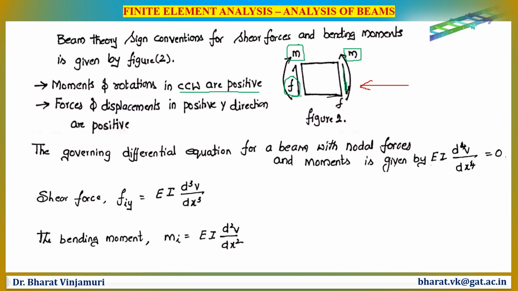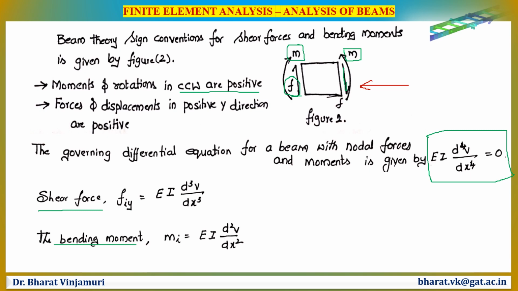So according to Euler's theory, the governing differential equation for beams having nodal shear forces and moments is a fourth order differential equation given by EI multiplied by d^4 v/dx^4, where v is the transverse displacement in the y direction. Similarly, according to this theory, the shear force is given by a third order differential equation, and the bending moment is given by a second order differential equation.